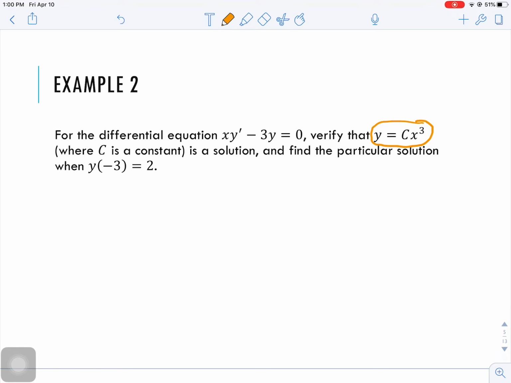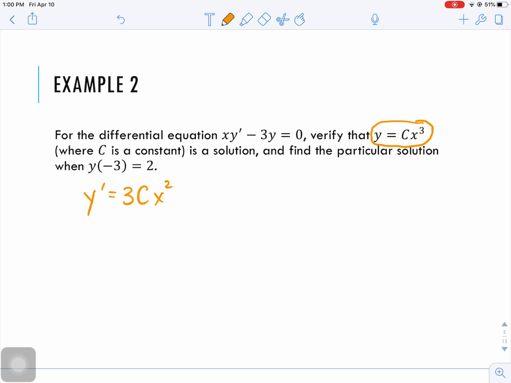So we want to verify that it makes this differential equation right here a true statement. This differential equation has x in it, x is just x, we have y, that's this y, and all we need is y prime. We don't need the second derivative, just the first derivative. So our y prime is going to be, just using the power rule, we'd bring down the 3, c is just a constant, so it's 3c times x squared, dropping the exponent by 1.